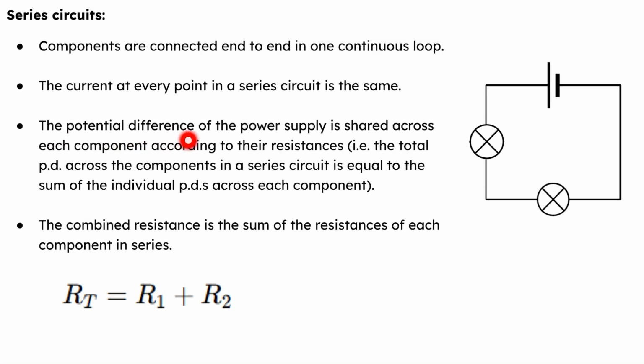The potential difference of the power supply is shared across each component according to their resistances. In other words, the total potential difference across the components in a series circuit is equal to the sum of the individual potential differences across each component. The combined resistance is the sum of the resistances of each component in series.